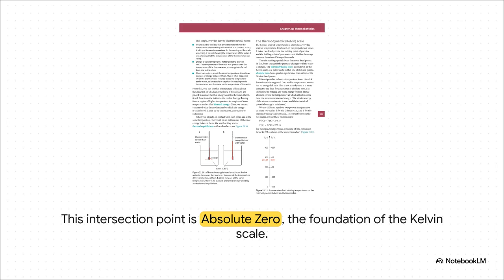And look at this graph from the textbook. It shows that exact moment of discovery. See all those different lines for the different gases? They're all sloping down, down, down, and they all slam into the same point. That point, minus 273.15 Celsius, is what we now call absolute zero. It's the bottom, the coldest anything can possibly get. And that became the true non-arbitrary 0 point for a whole new scale, the Kelvin scale.